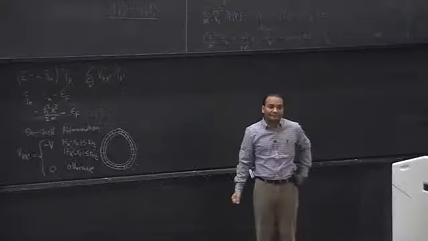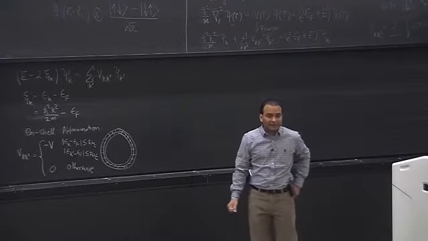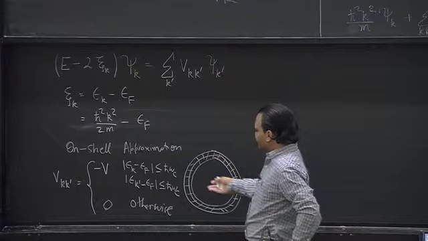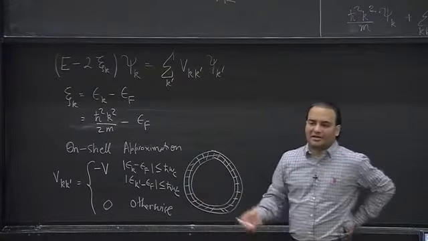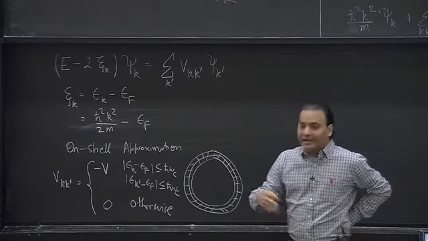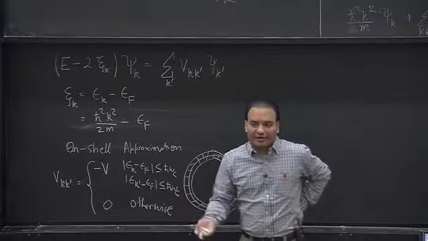How can we estimate the cutoff omega c? Is it something we can choose? So for the moment, this cutoff is just put in by hand. We don't have any expression for it. We don't know what it is.